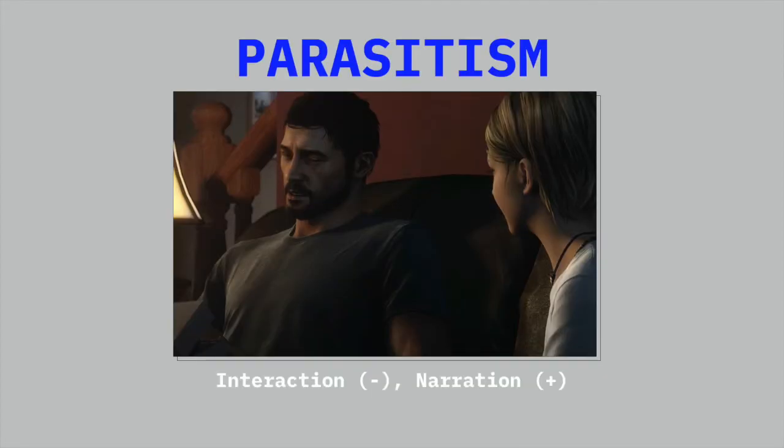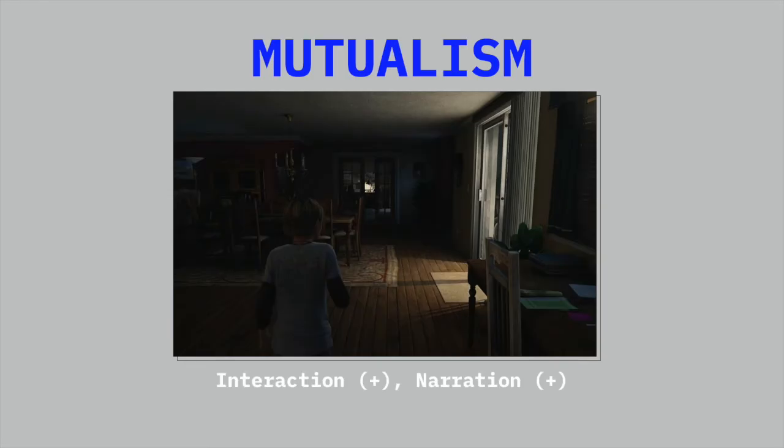The Last of Us starts off with a parasitic cutscene. There are no interactions here, but an emotional plot and character development. Then, a mutualistic instance allows the player to get familiar with basic interactions, while objects in the environment spark the narrative conflict of this mysterious viral infection.